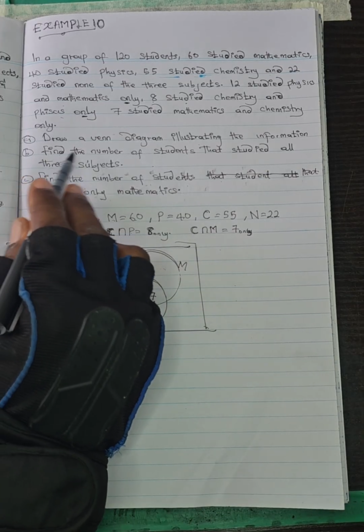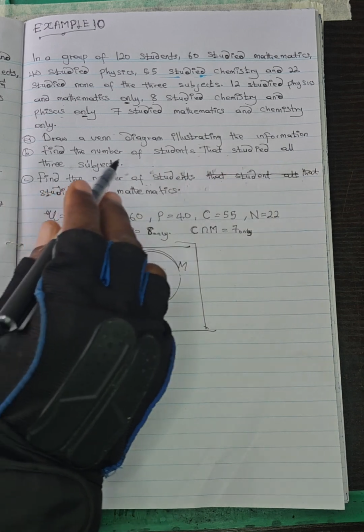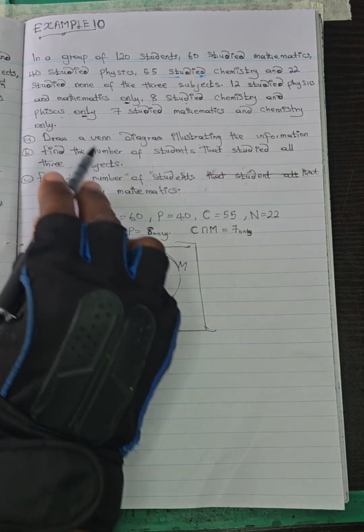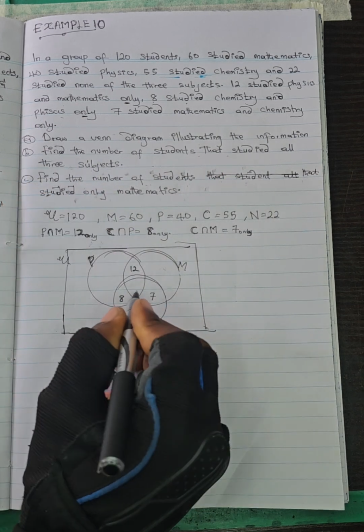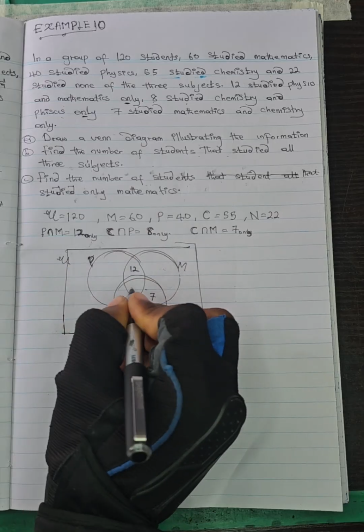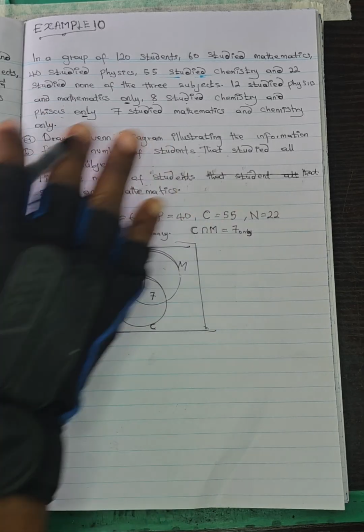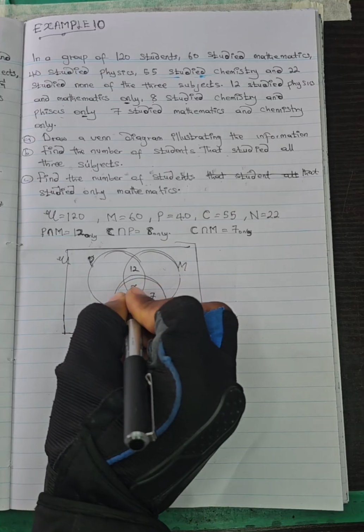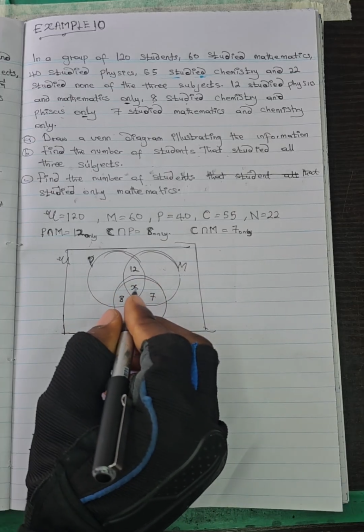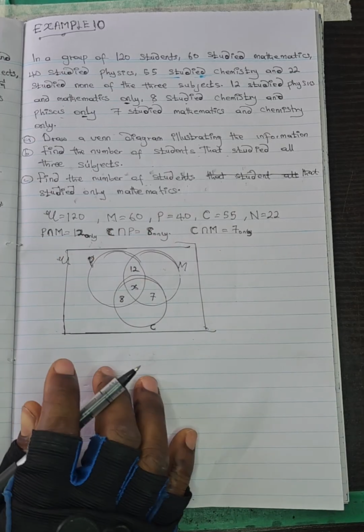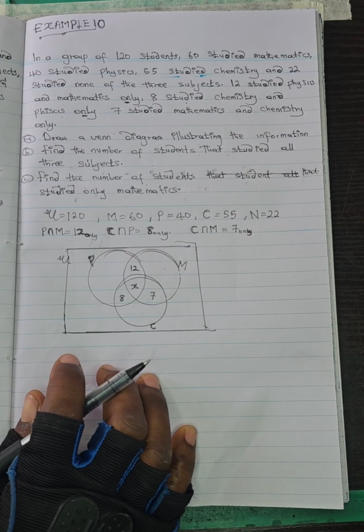While for the B question, it says find the number of students that studied all the 3 subjects. By asking us this question, we already know that there are students that study all the subjects, so I can call them X. If you notice, I refused to put it there until I read the question and understood the dynamics. So there is X here. This is the students that studied all the subjects.